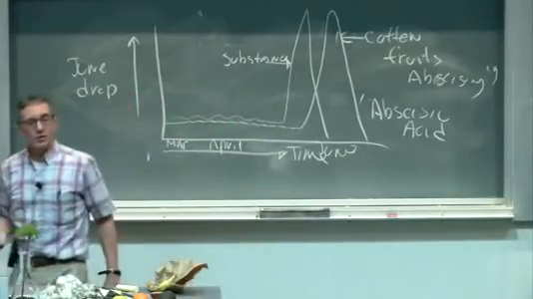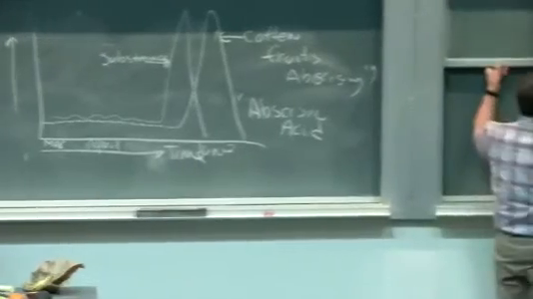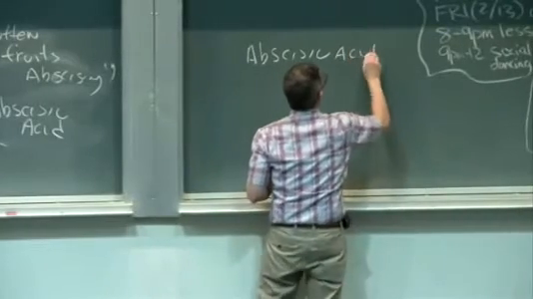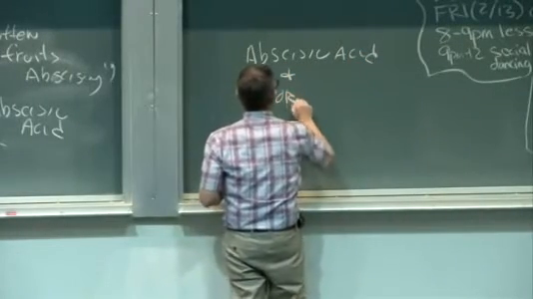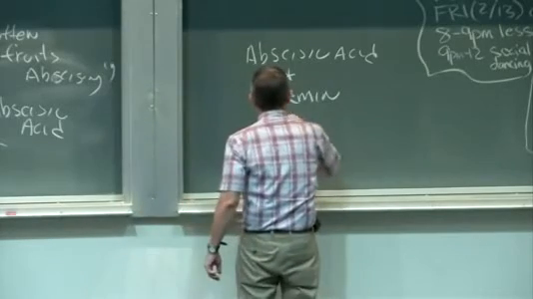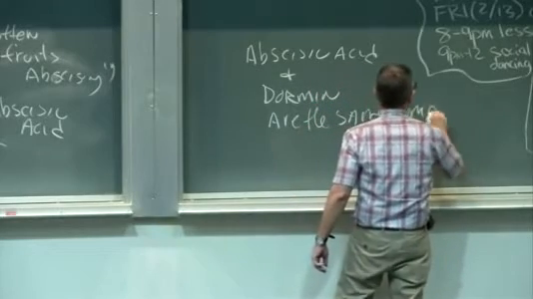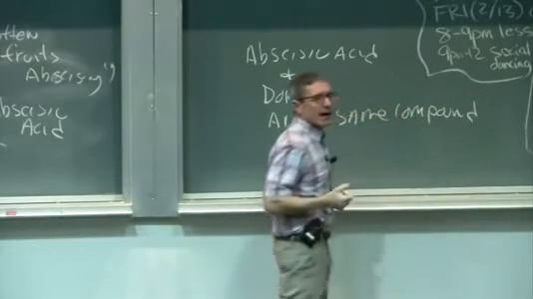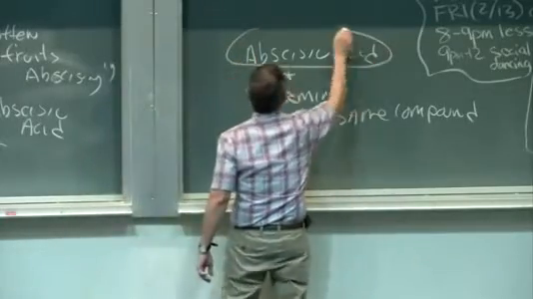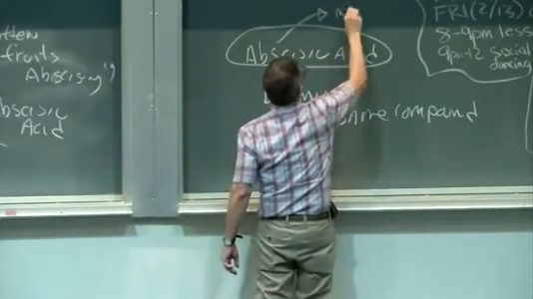And it is now known that abscisic acid and dormin are the same. They're the same substance. But by convention, this compound is now called abscisic acid and not dormin, and it is abbreviated as ABA.